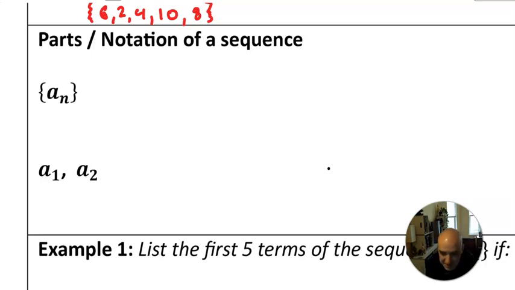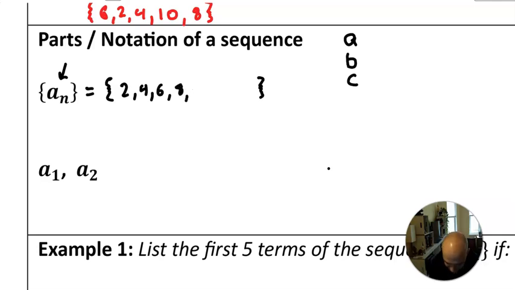We usually give sequences names with lowercase letters. A is very common, so you might have sequence A, you might have sequence B, you might have sequence C, etc. If we have this A with a subscript n in set brackets, this is talking about the entire sequence. So this is maybe sequence A has terms 2, 4, 6, 8, etc. More generally, we might say that the sequence A has terms A1, A2, A3, A4, etc.